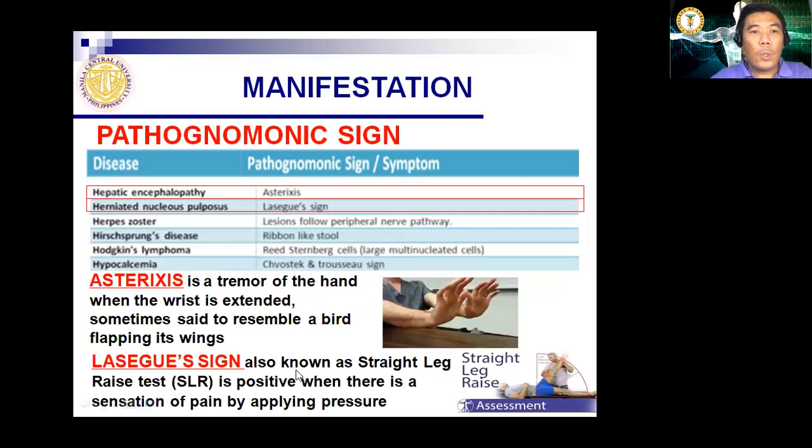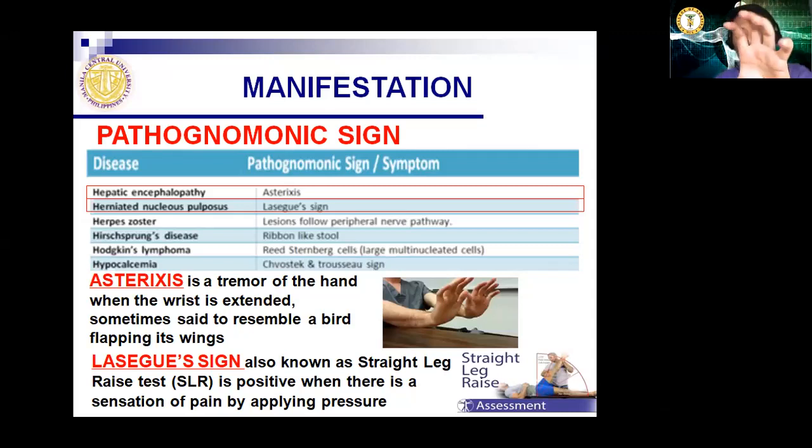Okay. So let us now proceed with hepatic encephalopathy. With hepatic encephalopathy, the client may have the pathognomonic sign of asterixis. If we say hepatic encephalopathy, it is the liver problem. That's why for those who are drinking alcohol, if it leads to intoxication and your liver is damaged and already affecting the brain, that's hepatic encephalopathy. Asterixis is a tremor of the hand when the wrist is extended. When the wrist is extended, it resembles a bird flapping its wings.